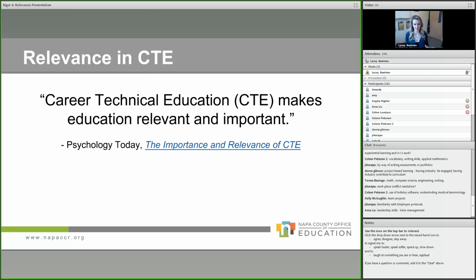Now, we talked a lot about rigor. Let's look at relevance. I love this quote. It's from an article linked here for you, The Importance and Relevance of CTE from Psychology Today. Career technical education makes education relevant and important. And from that poll, relevance is a little more obvious in CTE than rigor is. It makes a little more sense to us how CTE is relevant.